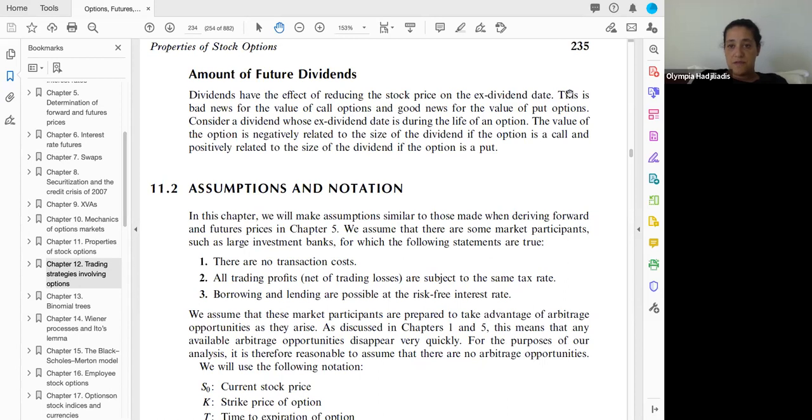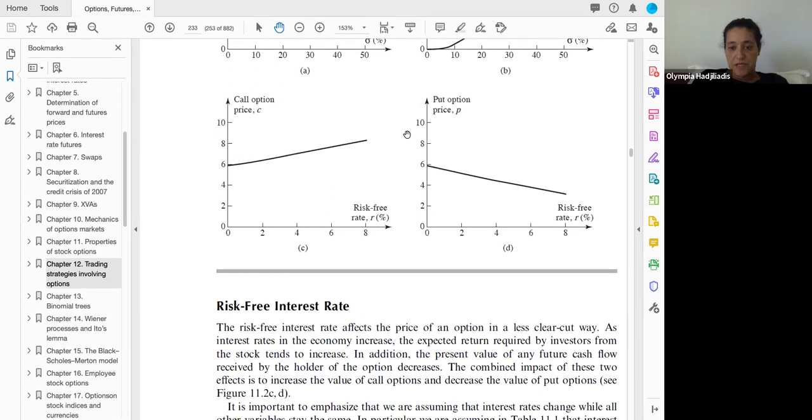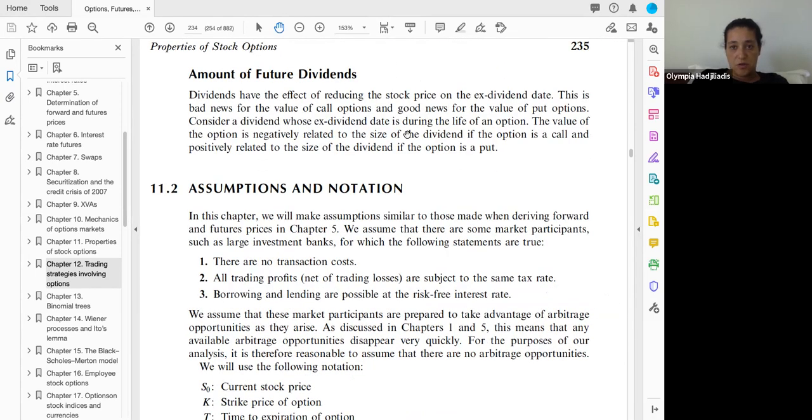So the amount of future dividends. Dividends have the effect of reducing the stock price on the ex-dividend date. This is bad news for the value of call options and good news for the value of put options. Consider a dividend whose ex-dividend date is during the life of an option. The value of the option is negatively related to the size of the dividend if the option is a call, and positively related to the size of the dividend if the option is a put. That's to be expected because of the effect of dividends on the stock price.